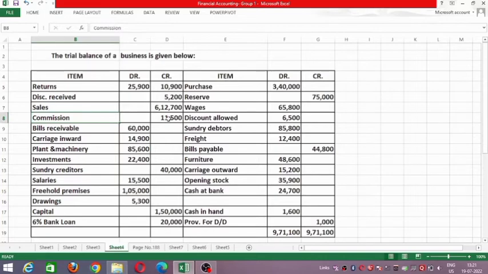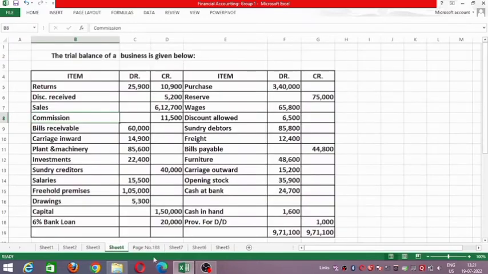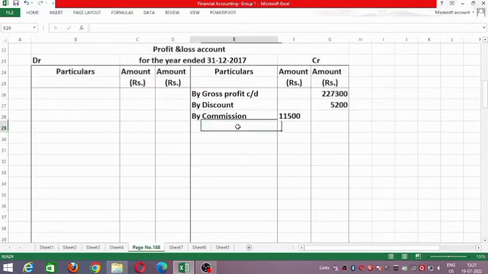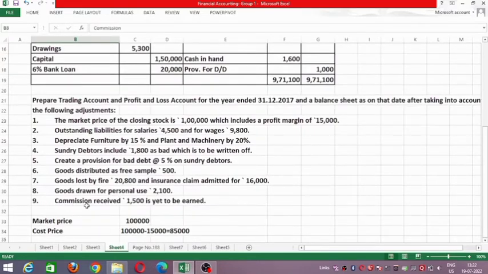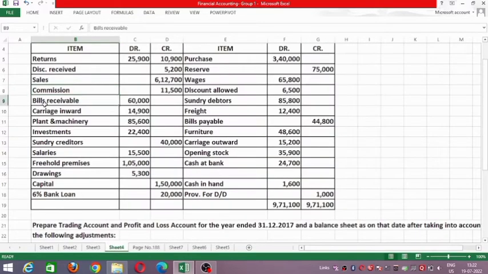Next, commission, it is written on the credit column, so this is income for the business. And also we can notice there is an adjustment for commission. Amount is 11,500. Now let's see the adjustment. Ninth adjustment they have given, commission received 1,500 is yet to be earned. We have not yet earned, but we have received in advance, that needs to be deducted from the commission. Less, amount is rupees 1,500.